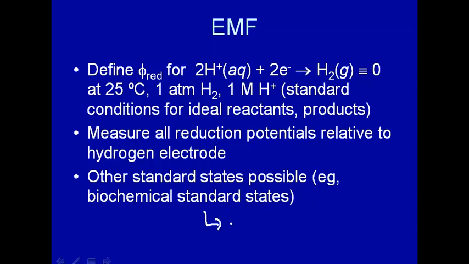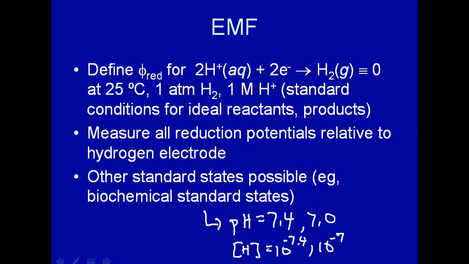Oftentimes the biochemists use a pH equal to 7.4 or 7.0, meaning the H+ concentration is 10 to the minus 7.4 or 10 to the minus 7th. So, again, like we said before, standard states: the number you get will depend on what your standard state is. And again, measure all reduction potentials relative to the hydrogen electrode.